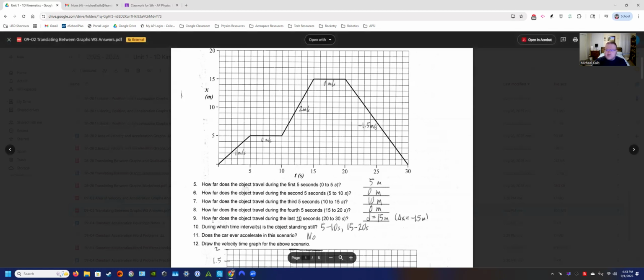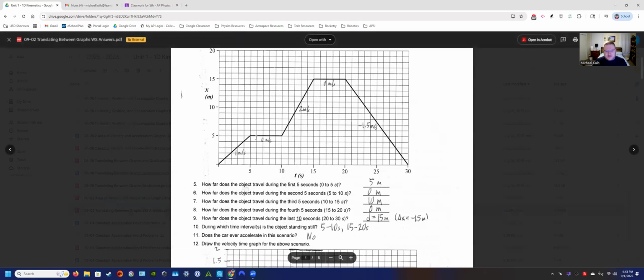So how far implies it's looking for a distance, and it's a distance of 15 meters, or a displacement, since it's further back from where it started, moved in the negative direction of negative 15 meters.